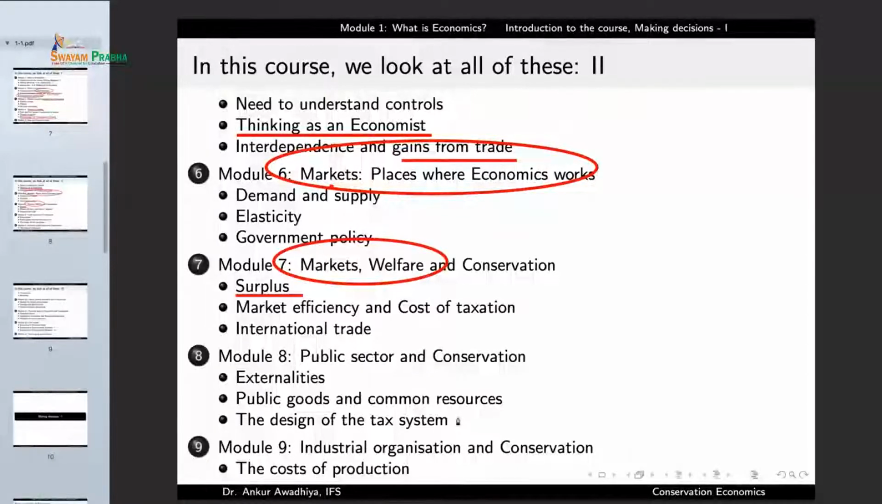We will look at public goods and common resources that mostly the government supplies, and the design of the tax system, which pays for the public sector and conservation.